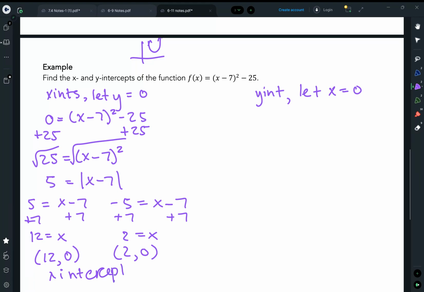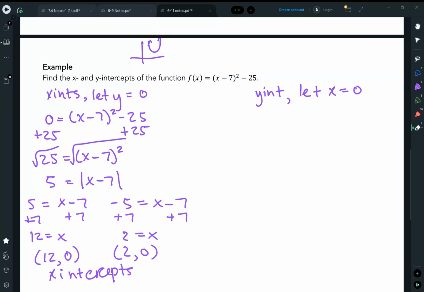And remember, sometimes we won't have any. So if I had started out by, like maybe there was a plus 25 instead, and I'd started out by subtracting 25 on both sides, I'd be taking the square root of a negative. I wouldn't have any x-intercepts. So we have to think about that.